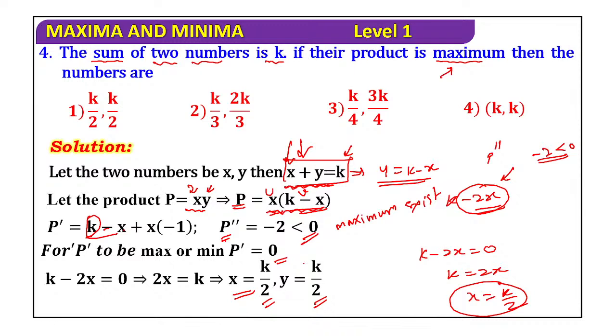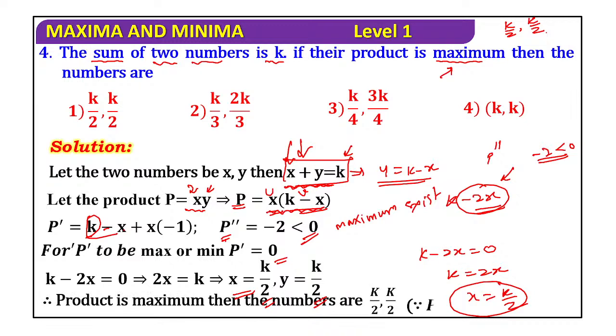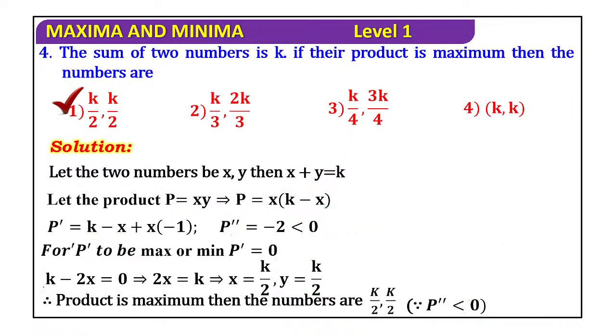From this you can understand that the two numbers are k by 2 comma k by 2. Clear? I think everyone has understood this, so I can go for problem number 5. Option 1 is the correct answer for your given problem.